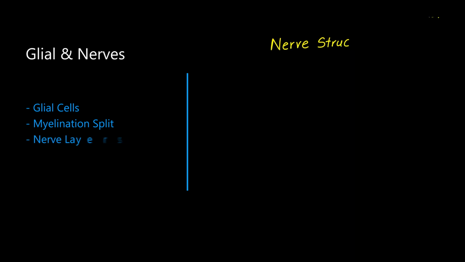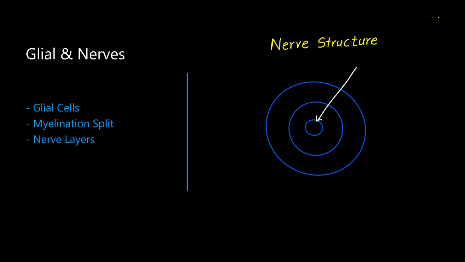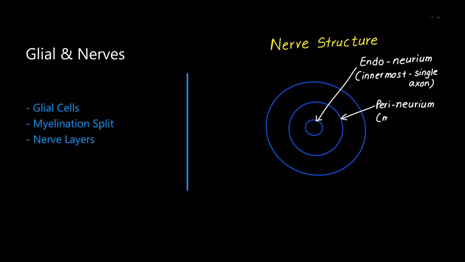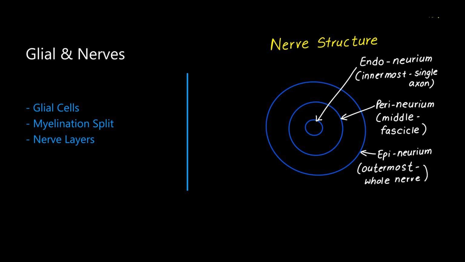Nerve structure in the PNS mirrors muscle structure in a way that helps you remember both. Individual axons are wrapped in endoneurium. Bundles of axons form fascicles wrapped in perineurium. The whole nerve is covered in epineurium. Endo is innermost, peri is middle, epi is outermost. Same naming pattern as muscle tissue layers.